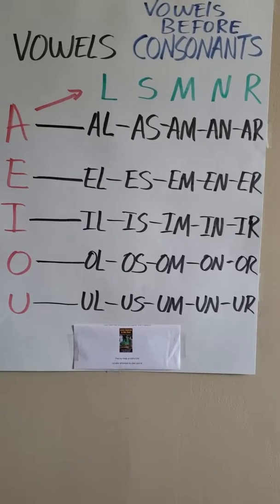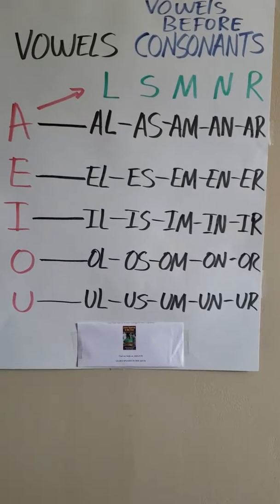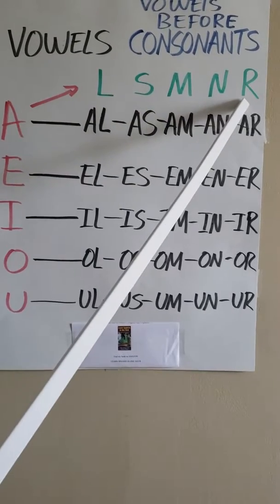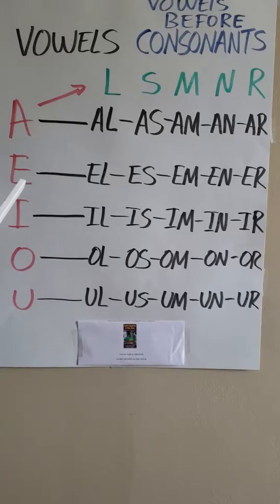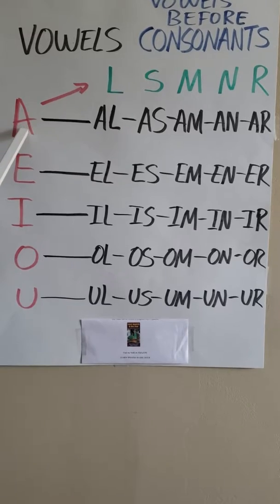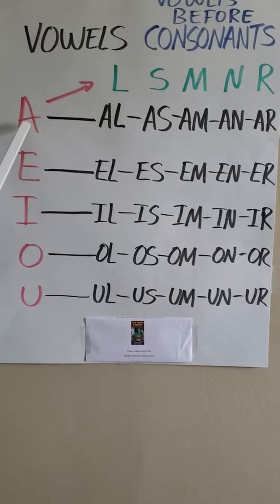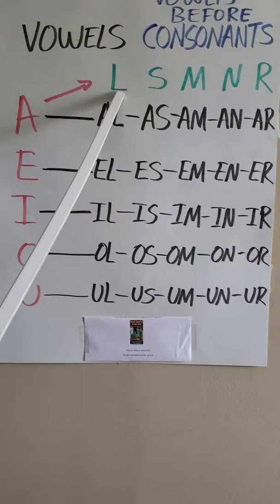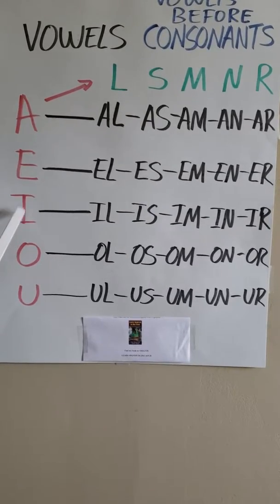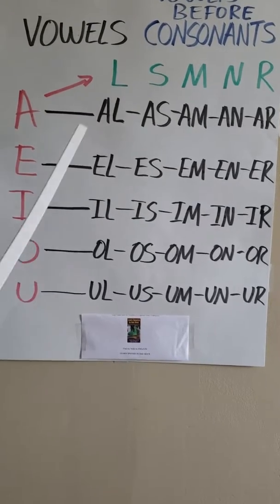In this class, we're going to teach you about how we use the vowels before the consonants. In Spanish, we use 5 consonants more for the sounds, and we mix the A with L. So we want to say A, L, E, L, I, L, O, L, U, L.